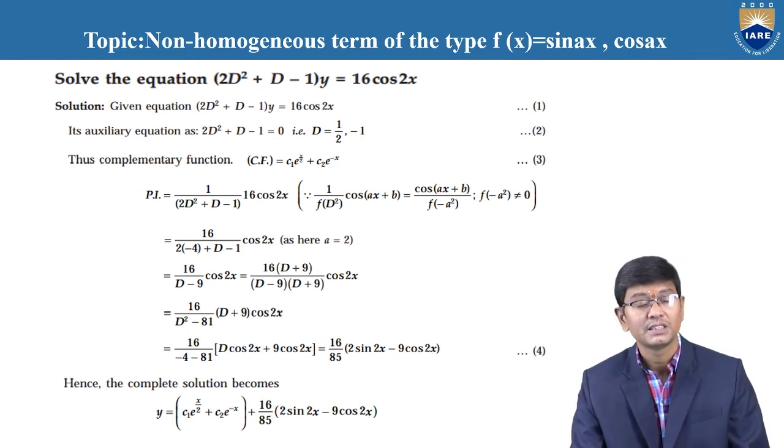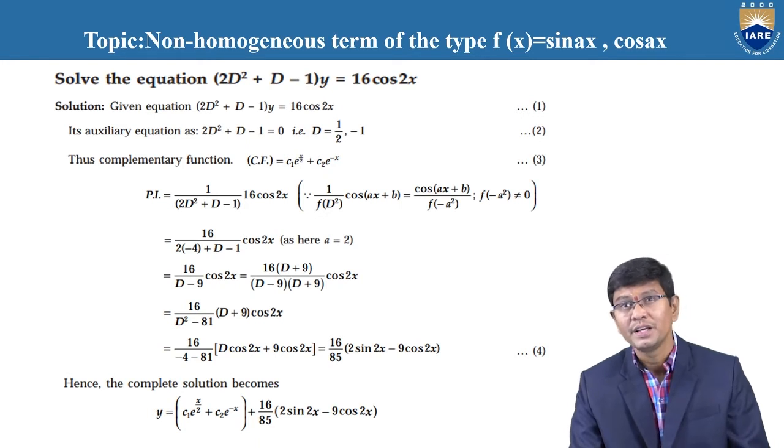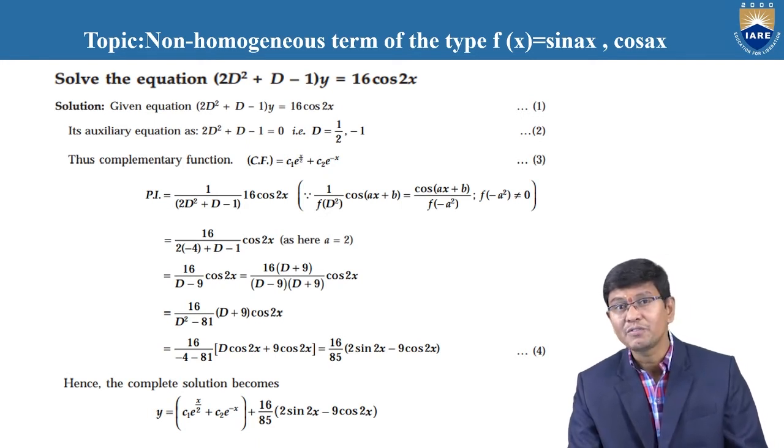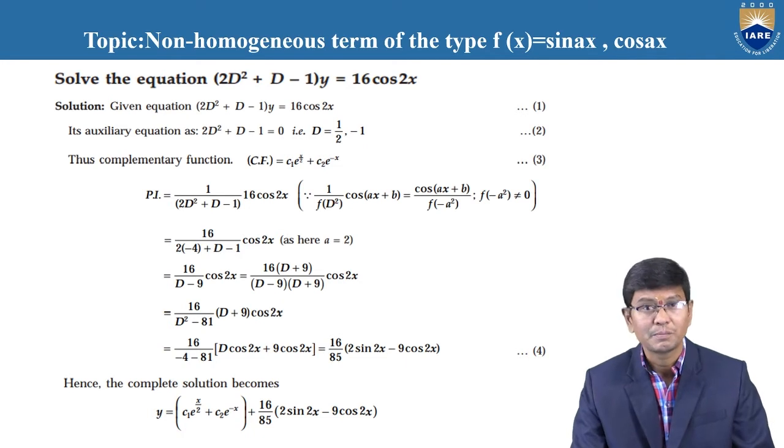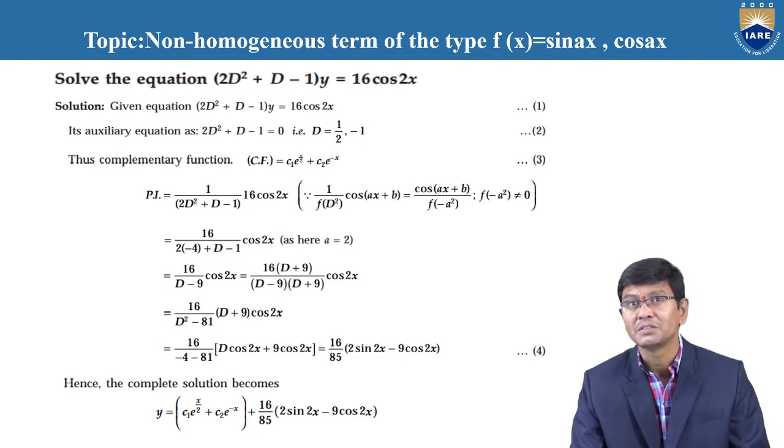Now, we need to discuss solving the differential equation (2D squared plus D minus 1) y is equal to 16 into cos 2x. Here also, we need to find the complementary function as well as the particular integral, because here also we find the general solution. Therefore, the total solution is the complementary function yc plus yp.